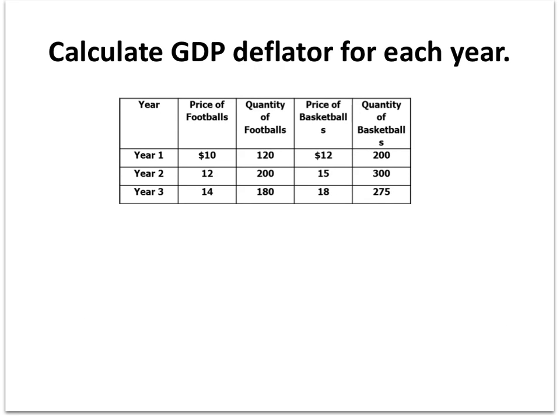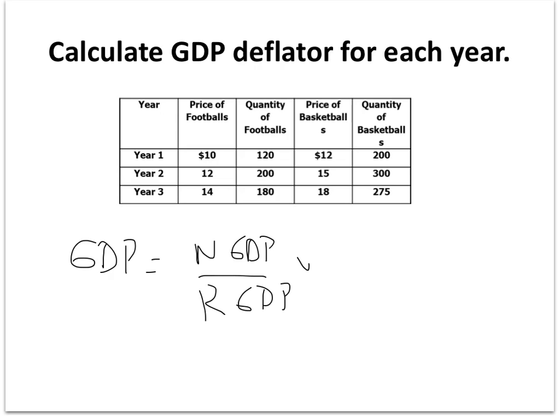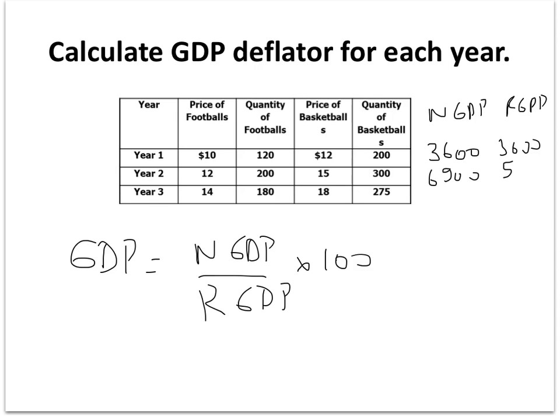And the next part is asking to calculate the GDP deflator. So the GDP deflator is, as you know, nominal GDP divided by real GDP times 100. So given that we have the numbers, nominal GDP 3,600, 6,900, 7,470, and real GDP 3,600, 5,600, 5,100, if you plug these numbers in here, you are going to find the GDP deflator for each year.